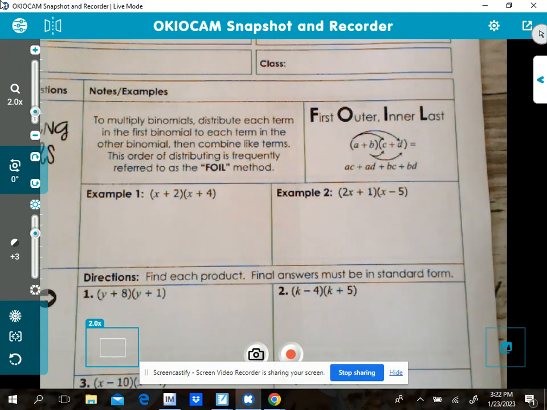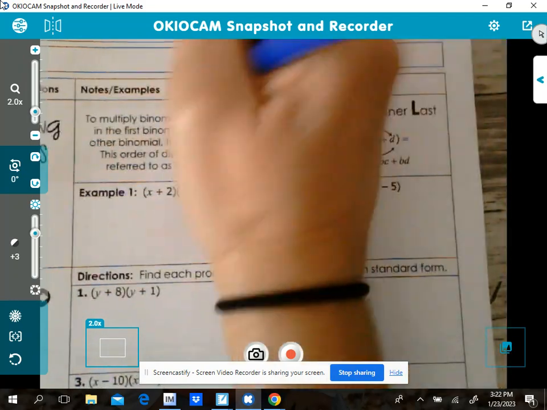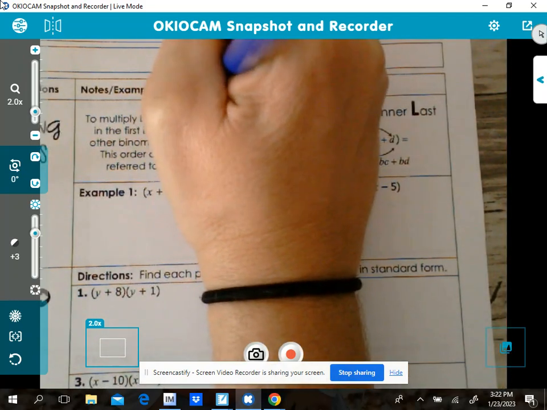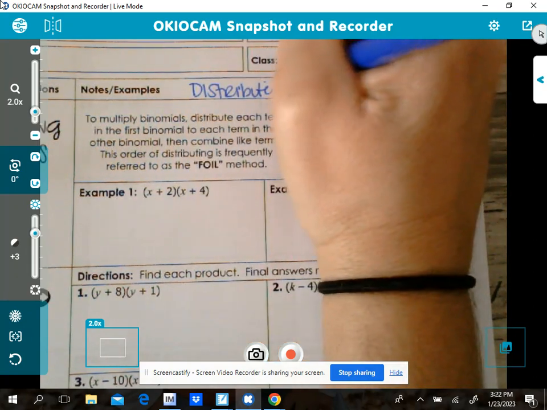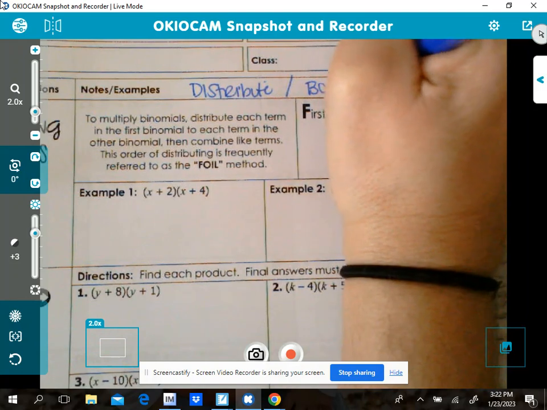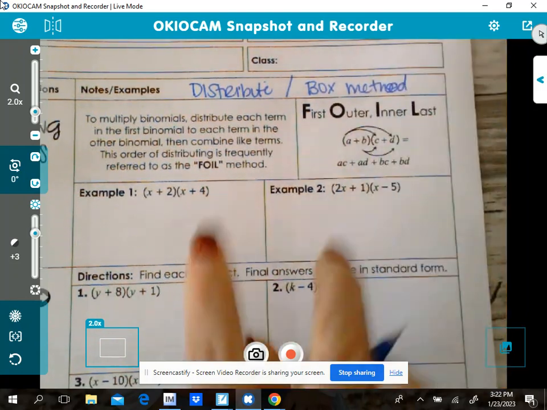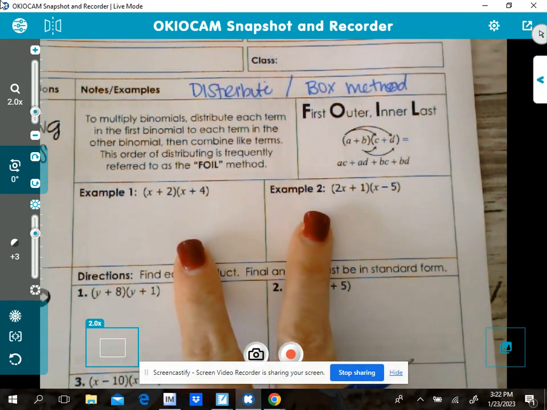Okay, so I don't actually call it the FOIL method. I just simply say, instead of using the FOIL method, we are just going to distribute. Okay, that's the first method. And then the other method is going to be the box method. All right, those are the two methods we're going to use. So I'm going to do one of each right here.